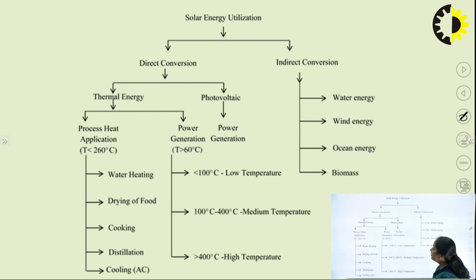So direct conversion is by using the thermal energy and by using the photovoltaic application for the power generation. And thermal energy application is that process heat application, water heating, drying of food, cooking, distillation, cooling. So in cold storage also we use the sunlight. And for power generation, that is T greater than 60 degree, low temperature, medium temperature and high temperature. These are the power generation categories.